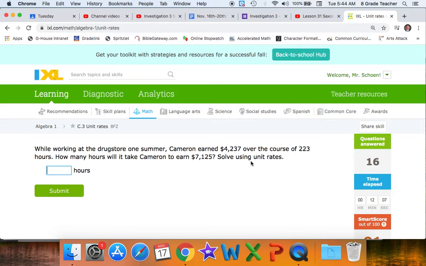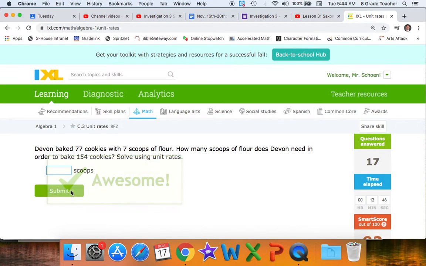While working at the drugstore one summer, Cameron earned $4,237 over the course of 223 hours. How many hours will it take Cameron to earn $7,125? So you would find the unit rate, 4,237 divided by 223, to find out that he makes $19 per hour. Okay? If he makes $19 per hour, then you're going to take 7,125 and divide it by 19 to see how many hours it would take him to earn that much money. It's going to take him 375 hours.